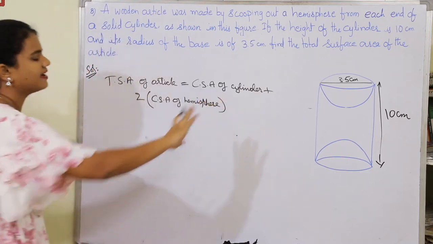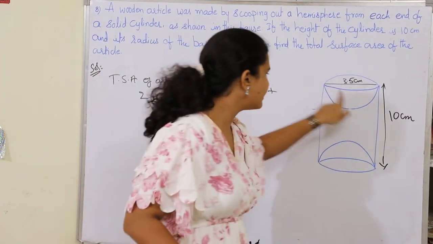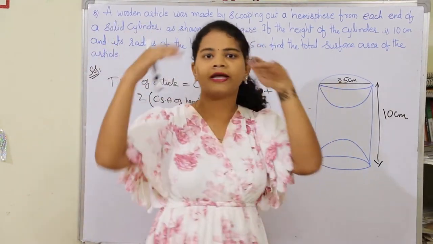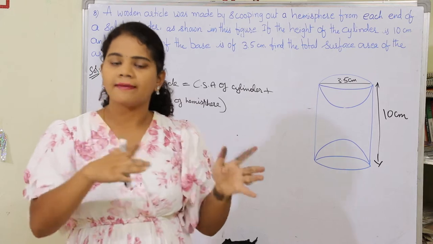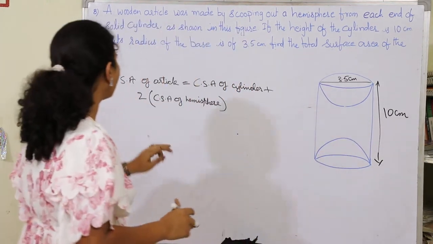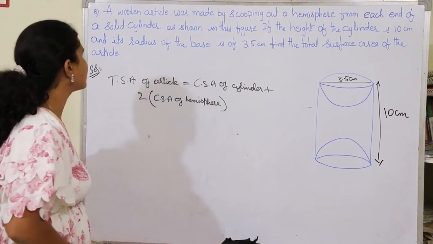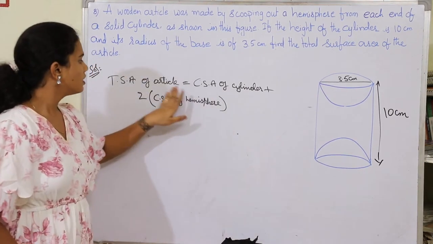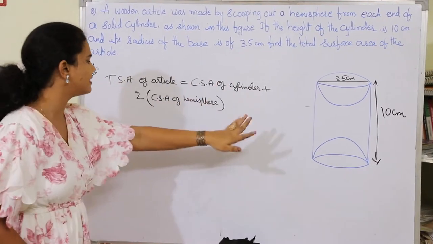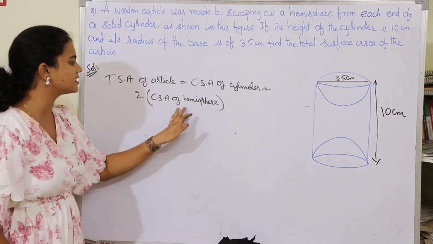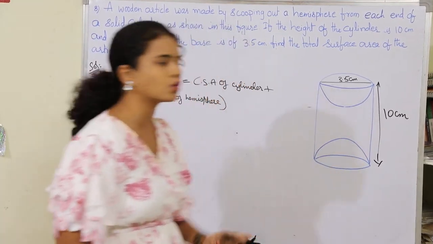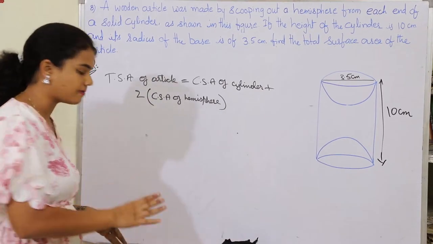If you look at this given shape, you have a cylinder and hemispheres which are scooped inside the given cylinder. So to find the total surface area of the article, we should add the curved surface area of the cylinder plus 2 into the curved surface area of the hemisphere. I am using 2 because I have 2 hemispheres.